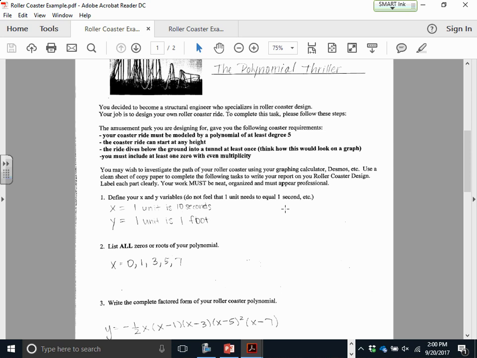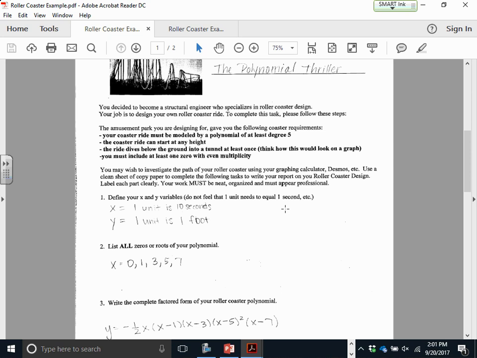Yes. Okay. Your roller coaster can start at any height, but the x-axis is the ground level. It must dive below the ground into a tunnel at least once. Okay, that should be pretty easy to do. And the x-axis represents time, but your ride begins at time equals 0.